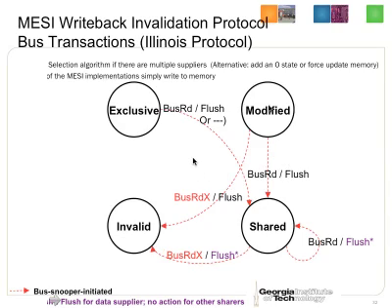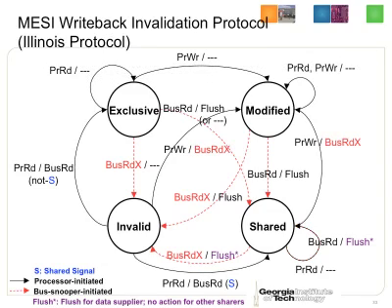It will migrate from exclusive to shared if it's a bus read. You can do either flush or not flush. And finally, this exclusive will become invalid if there's a bus read exclusive. And this is the combination of the processor transaction and the bus transaction.